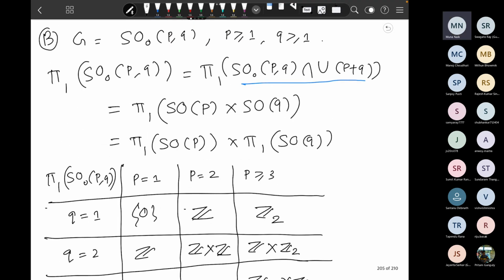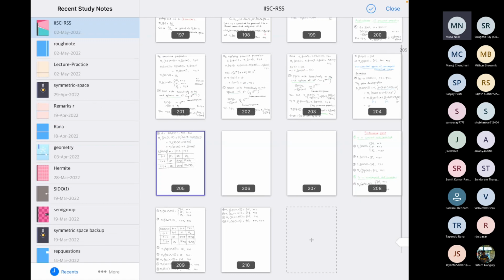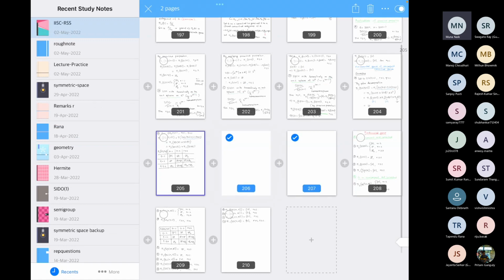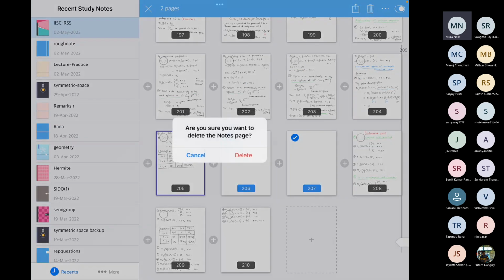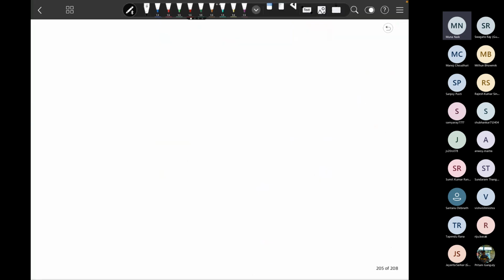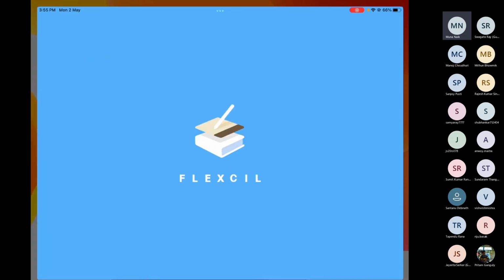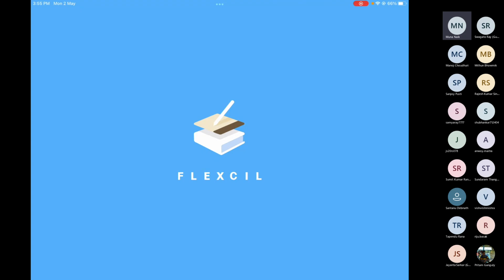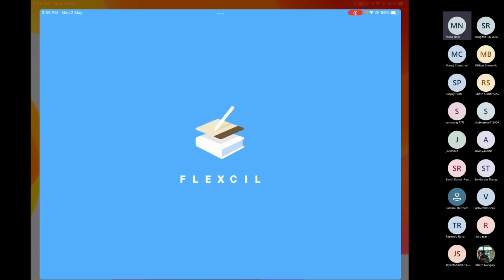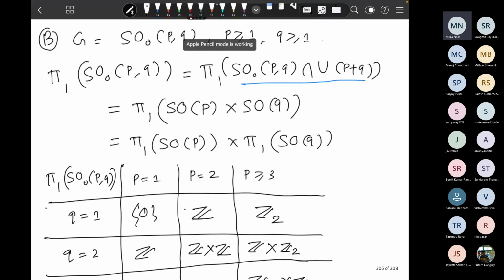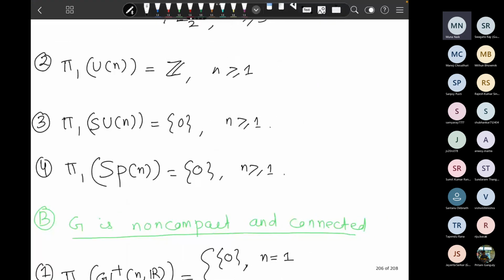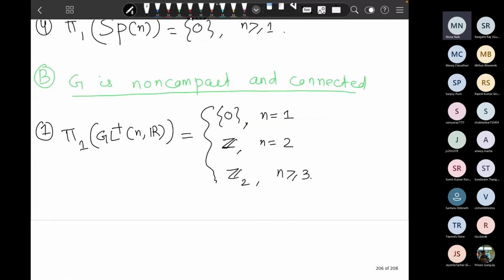Okay, so what I have done, I have maintained a table, and you just verify those things after.